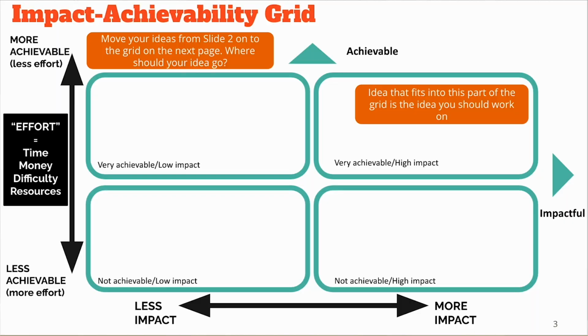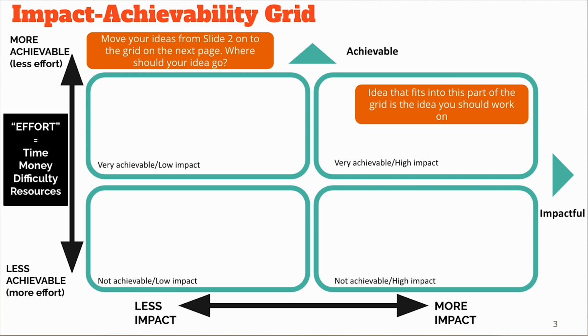For this, I'd like to introduce you to the Impact Achievability Grid. You can find this grid on the resources page as well, or you can just draw a grid. And that's it. That's the grid. By filtering ideas through this grid, we will be able to identify which project to start with, the low-hanging fruit that produces the most impact for the least amount of effort.